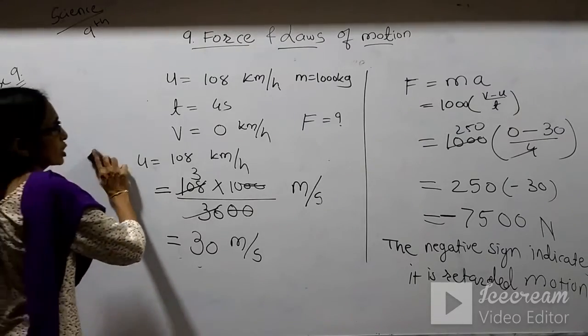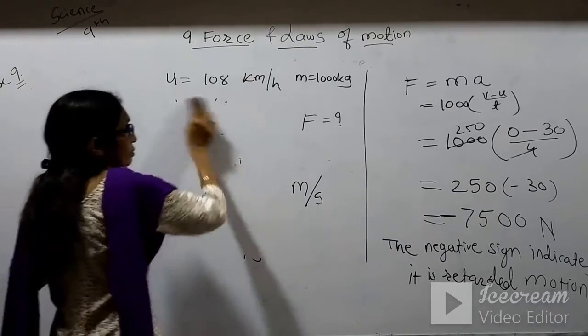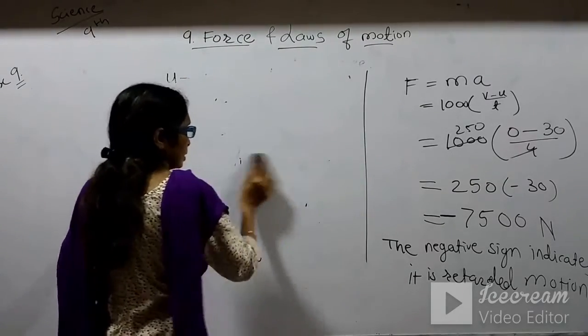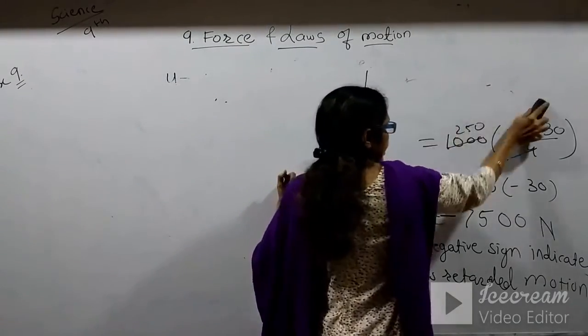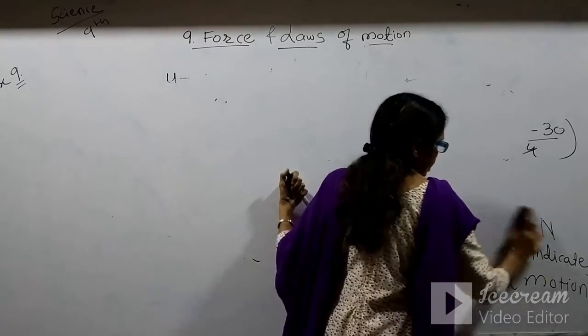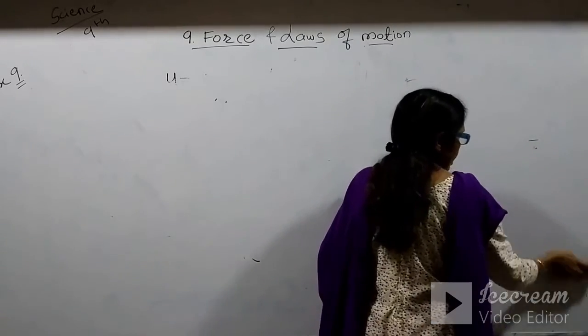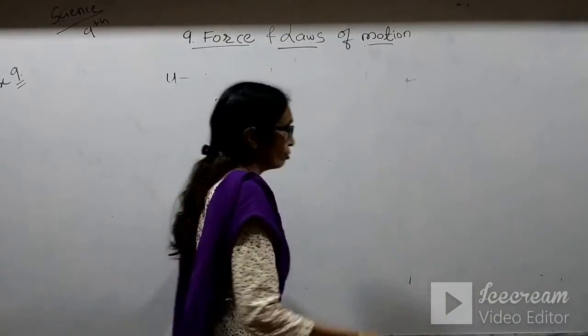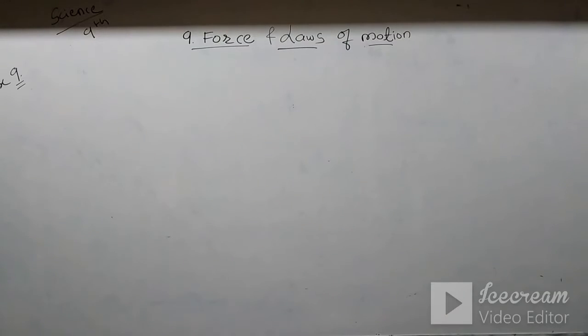Okay, students, next numerical. Sums based on this formula are very easy and interesting. Just read the sum twice, thrice. Make a list of what is given and what we have to find out. Now the next sum, 9.4.